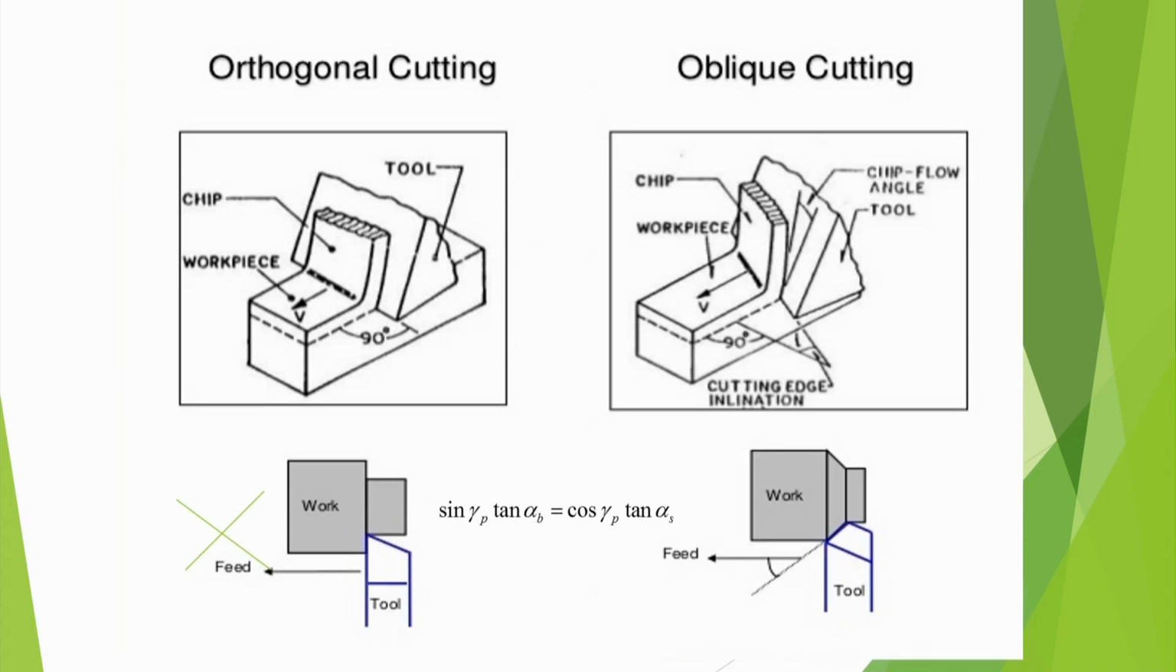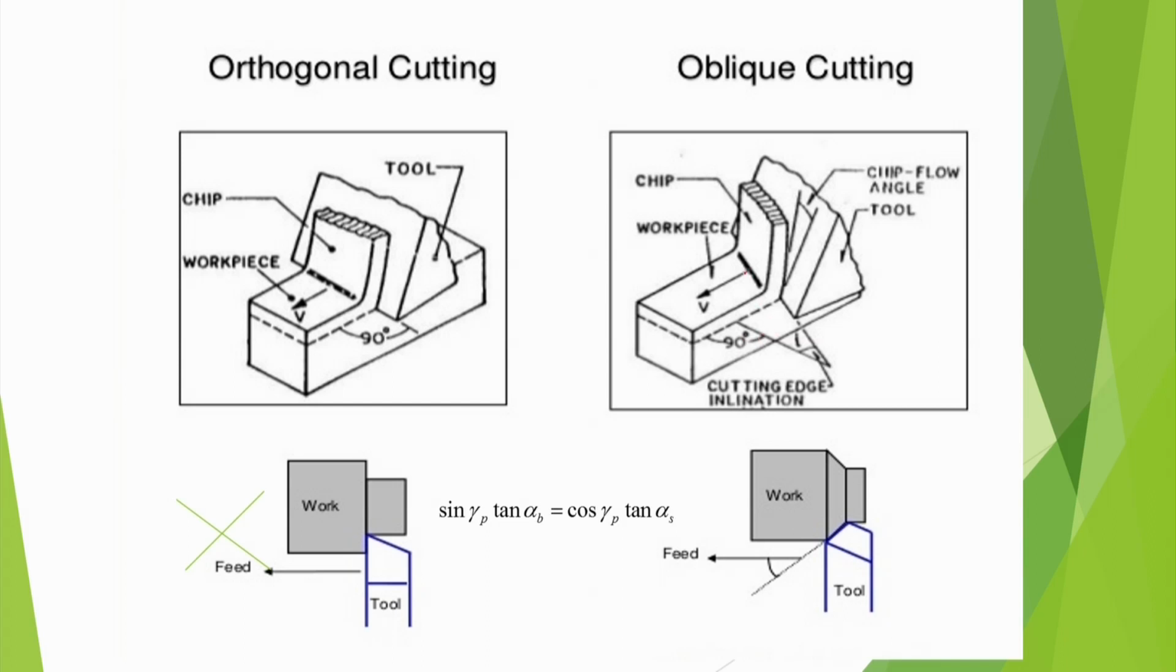Now I am again explaining the difference between orthogonal cutting and oblique cutting. Orthogonal cutting is like this, where the cutting edge is at 90 degrees to the velocity V, and the workpiece is going like this. In oblique cutting, the cutting edge is inclined at an angle i, and this is 90 degrees here, that 90 degree line is this.